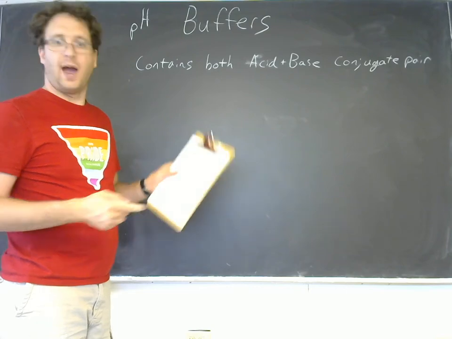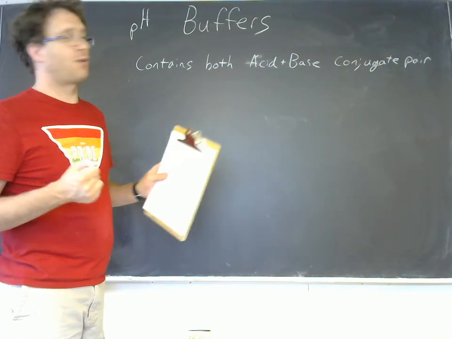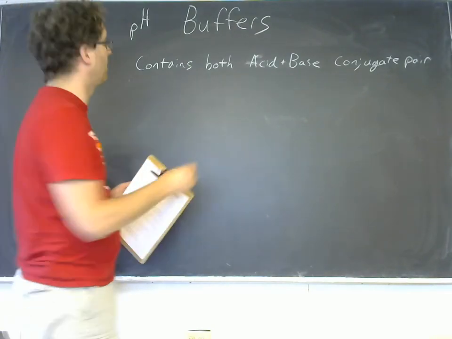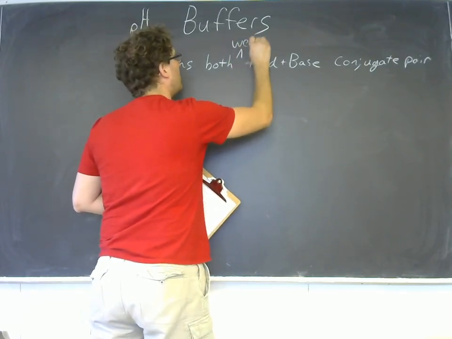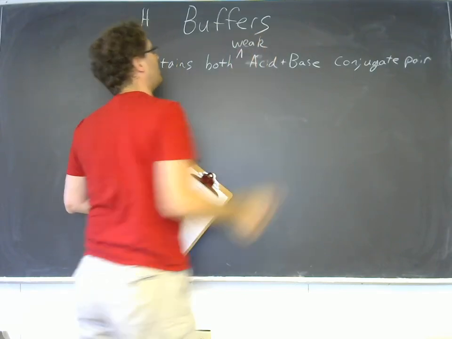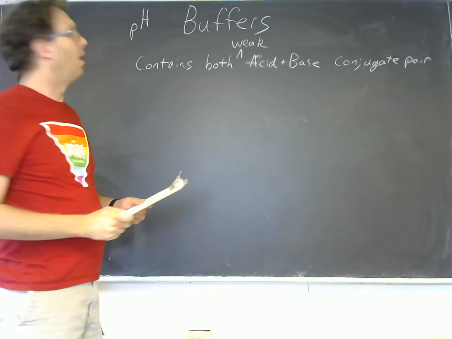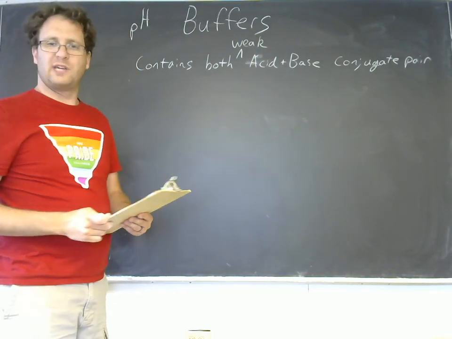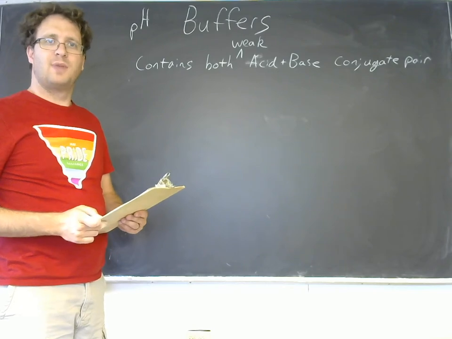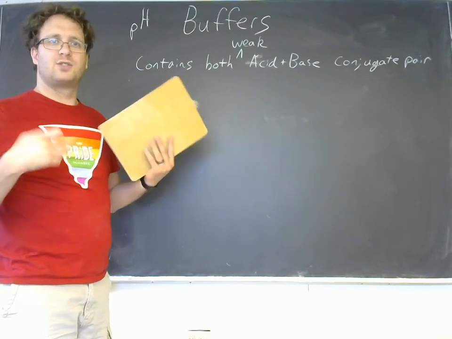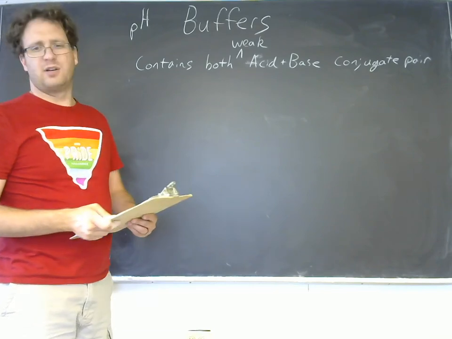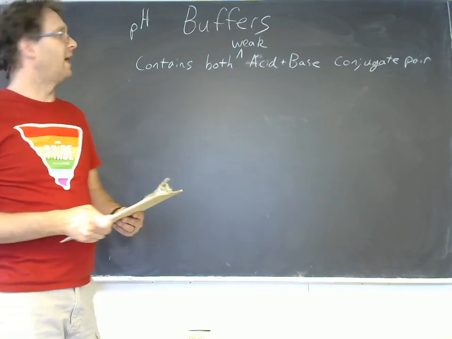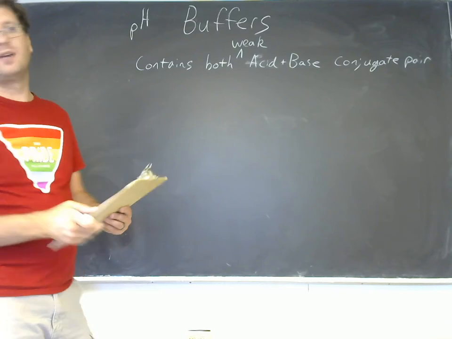And I need to back up real quick because I've made a critical omission here. These must be a weak acid-base pair. A weak acid and weak base conjugate pair. Strangely enough, the strong acids and strong bases, they're not going to make buffer solutions at all. It has to be a weak acid or a weak base conjugate pair.